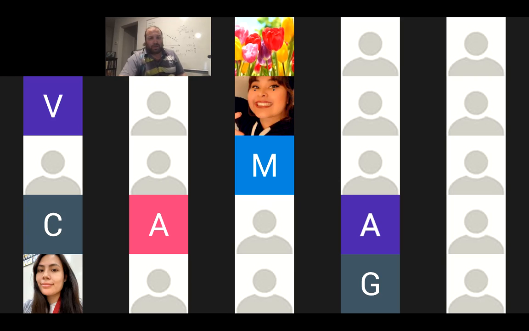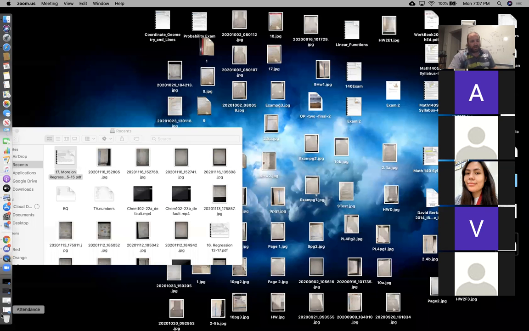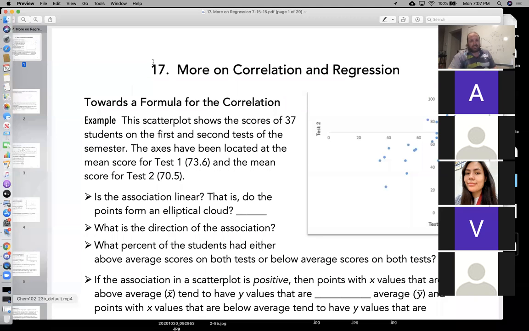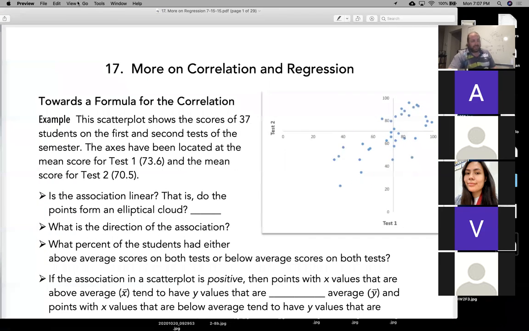And we are going to continue with regression analysis and correlation. So chapter 17 is titled More on Correlation and Regression. That means we've already had some, and here's some more. More on correlation and regression.